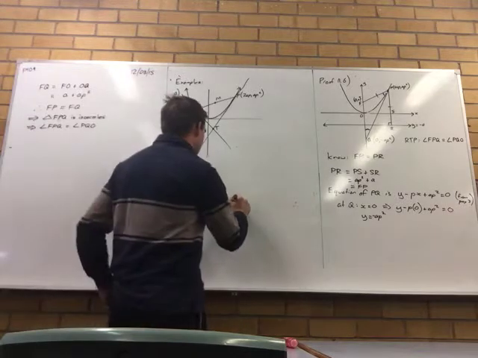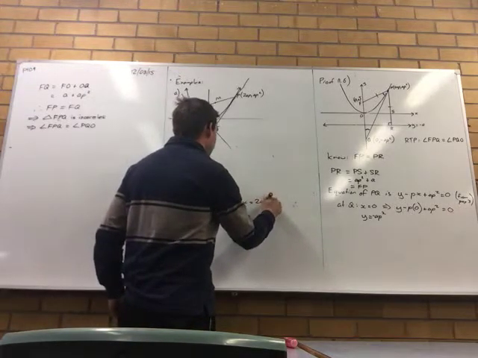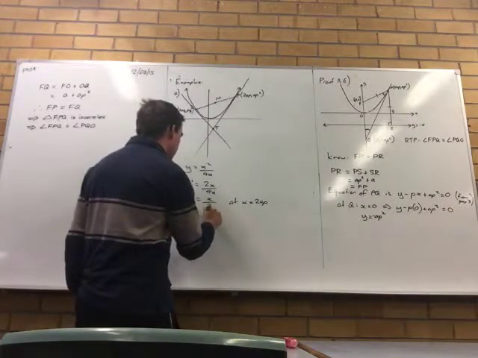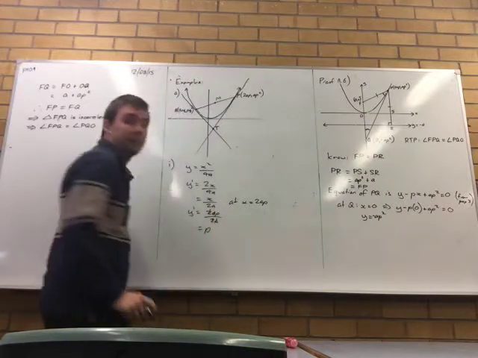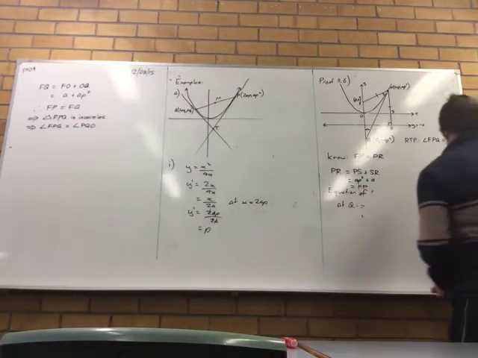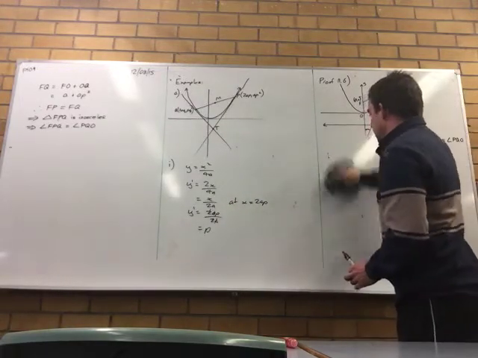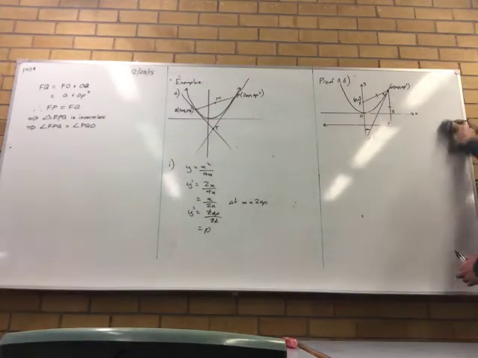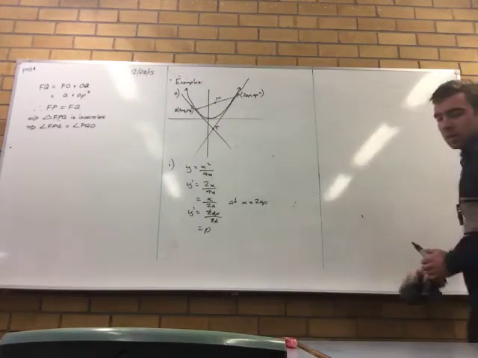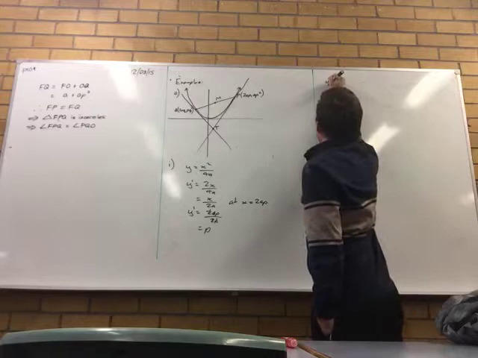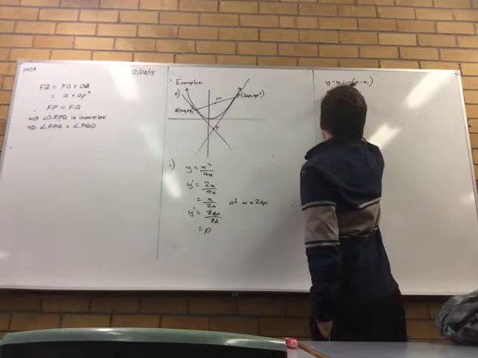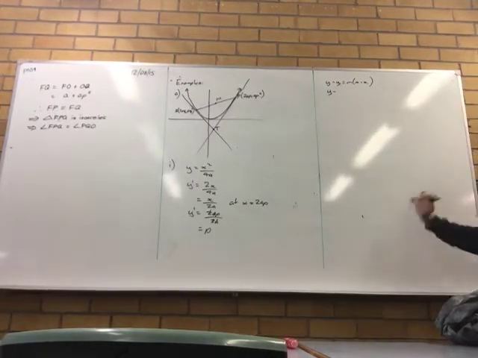So at x is 2ap, y dash is going to be 2ap over 2a, which is p. Alright, so we're expecting that result. But if you sit in your assessment and you've forgotten, that's what you need to do. y take away y1 is m, x take away x1. So we've got a point, we've got the gradient, we can now substitute in the formula.